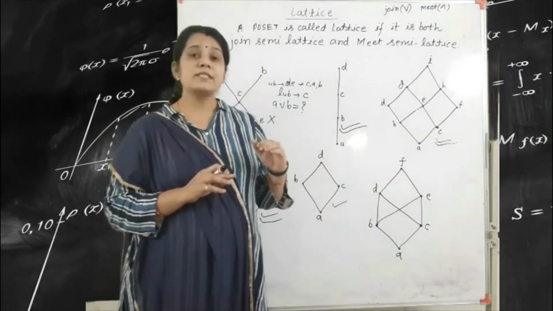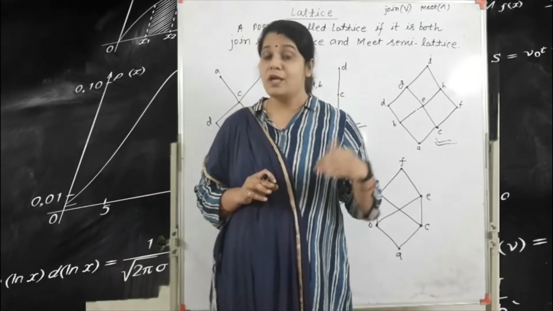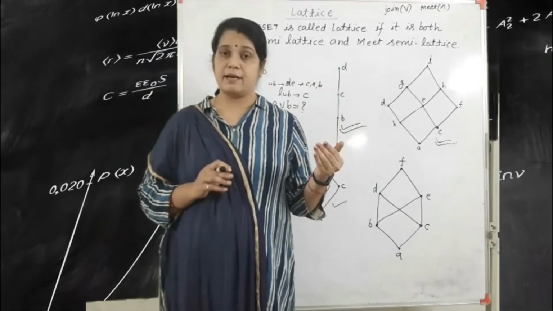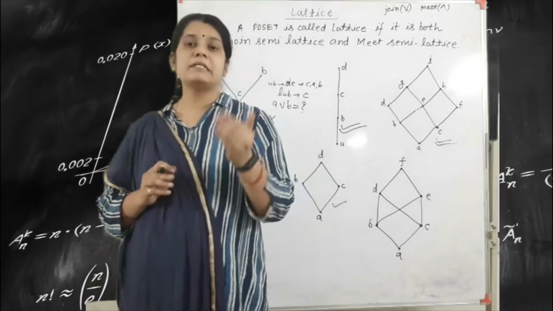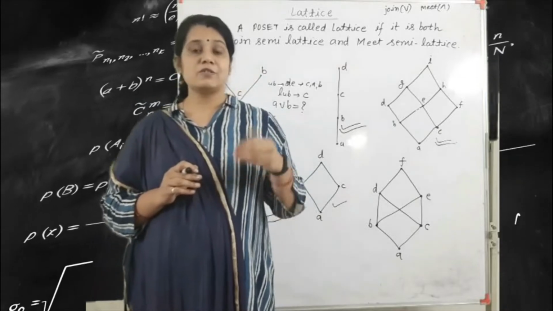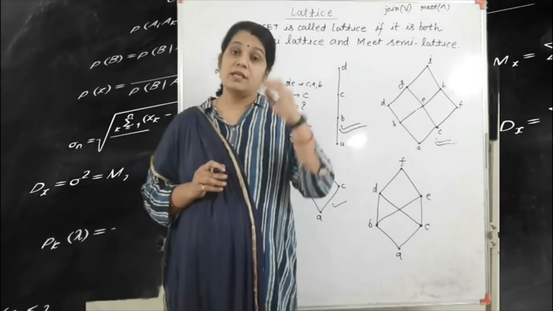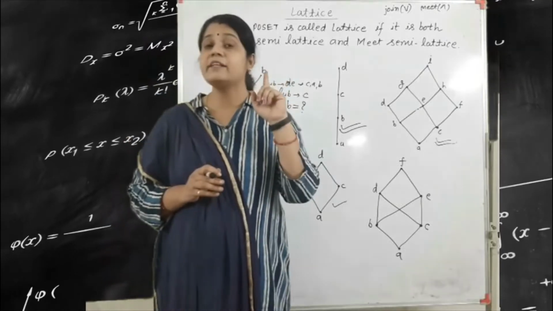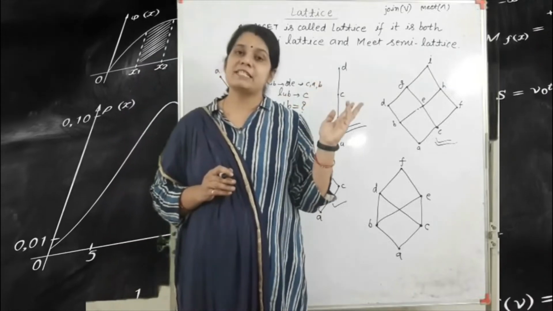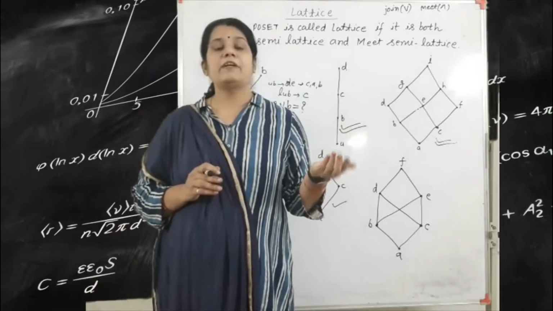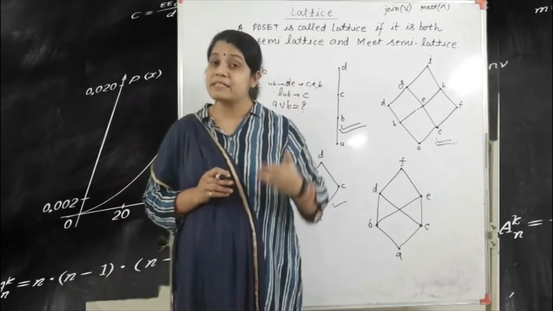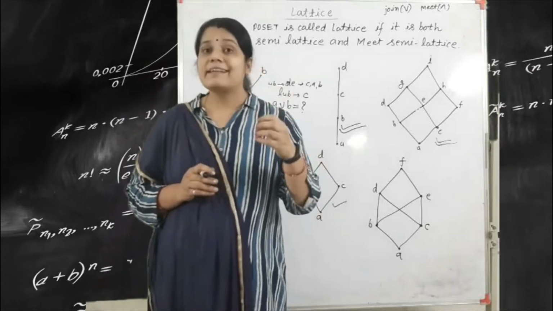But what is the definition of a lattice? If in any Hasse diagram the join semi-lattice and the meet semi-lattice are both present, then we can say that this is a lattice. Join semi-lattice means the least upper bound, and always keep in mind the least upper bound is always unique. You have already seen in the previous lecture the upper bound, the least upper bound, the lower bound and the greatest lower bound. And in the meet semi-lattice, we find the greatest lower bound.